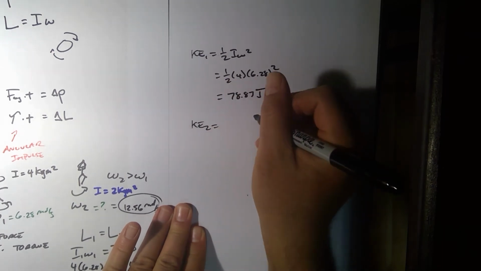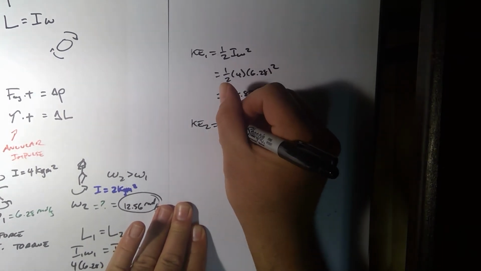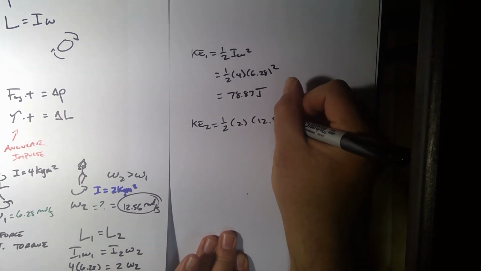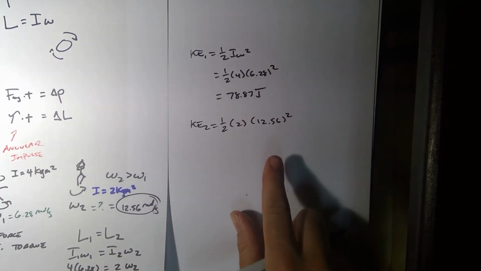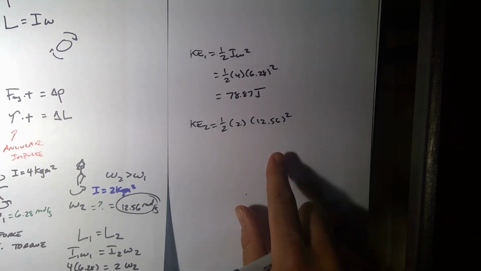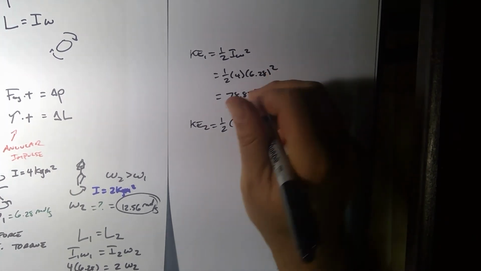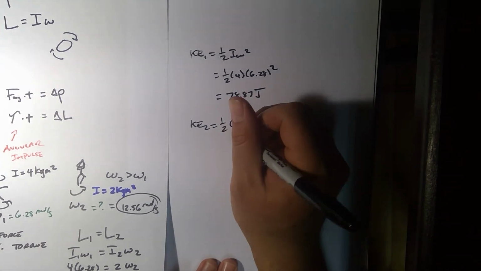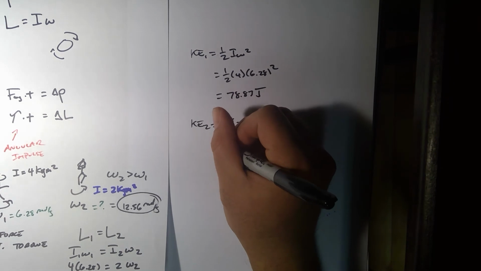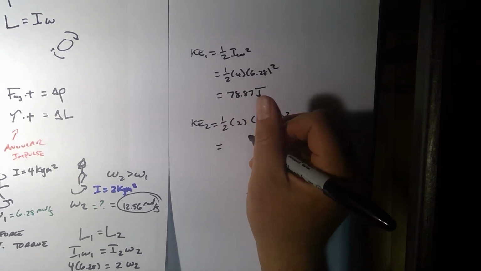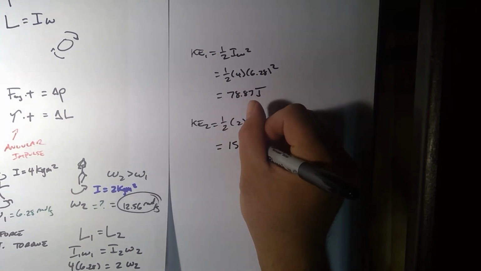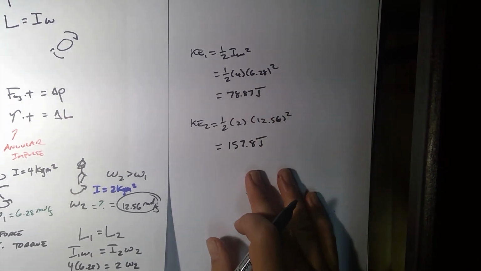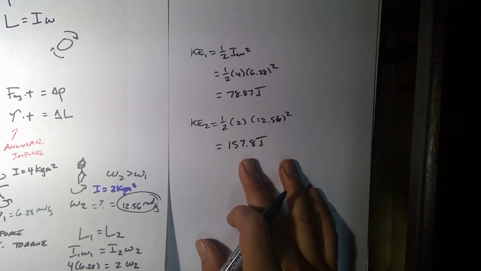You look at their kinetic energy afterwards, it's still the same formula, but they've got a new moment of inertia and a new angular velocity here. So it's 1/2 times 2 times 12.56 squared. What we end up getting is 157.8 joules. And you can see that the kinetic energy has clearly gone up.